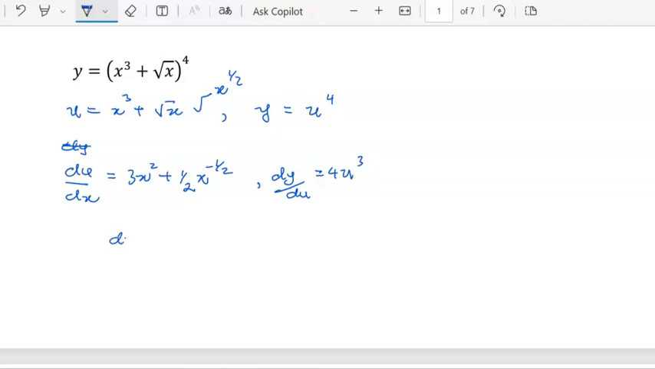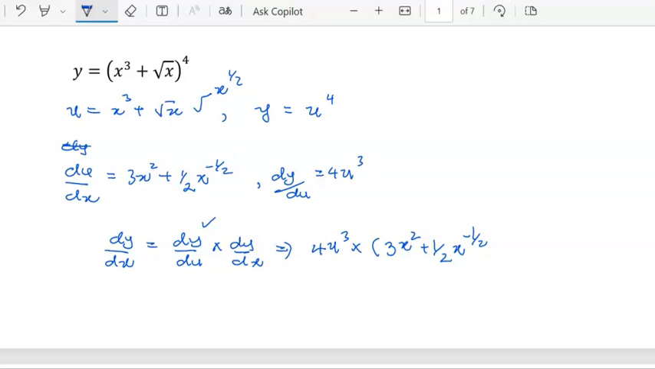Join it together: dy/dx equals dy/du multiplied by du/dx. So your answer is dy/du, which is 4u to the power of 3, multiplied by du/dx, which is 3x squared plus a half x to the power of negative a half. So your final answer, dy/dx, is 4 multiplied by all of this, 3x squared plus a half x to the power of negative a half, multiplied by u, where u is x cubed plus square root of x, to the power of 3.